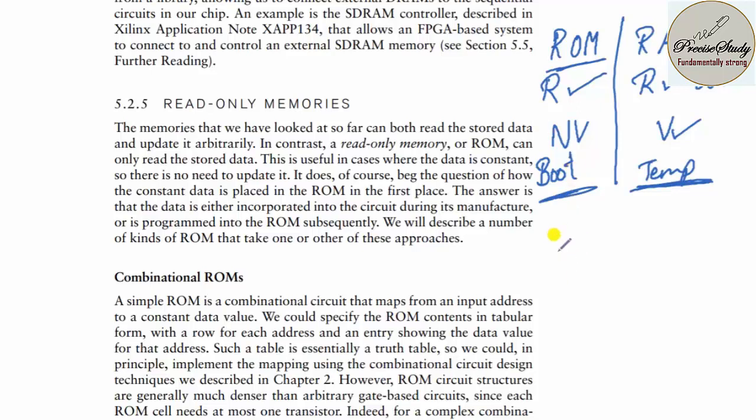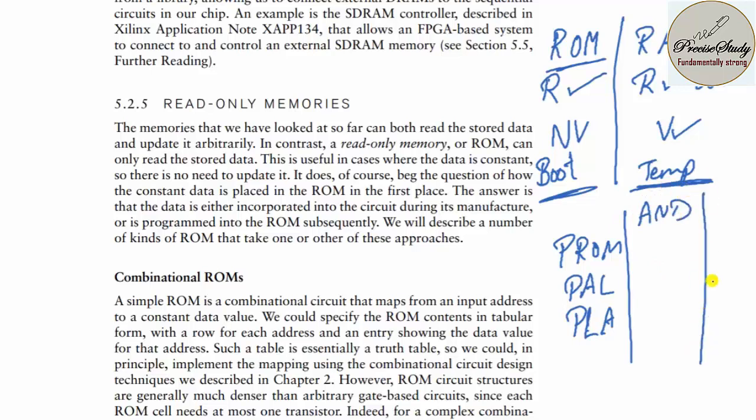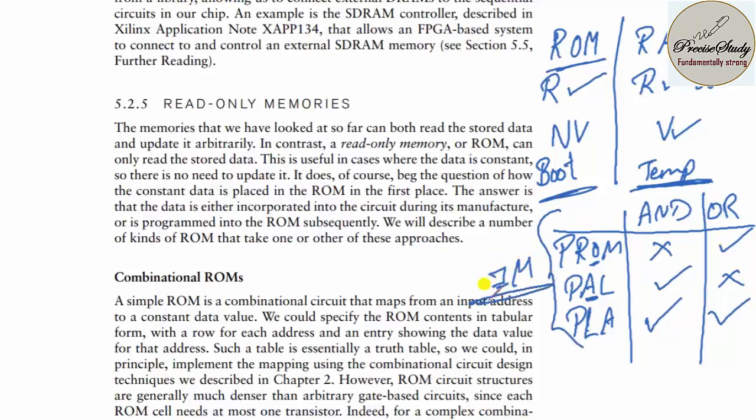Next, let us talk about combinational ROM. In the combinational ROM, you need to talk about PROM, PLA, and PAL. Next, you have to know which is AND programmable and which one is OR programmable. We know that in the case of PROM, it is OR programmable. In the case of PAL, it is AND programmable. In the case of PLA, both AND and OR are programmable. So you should know these things. These things can be asked for 1 mark if you are preparing for any competitive exams.